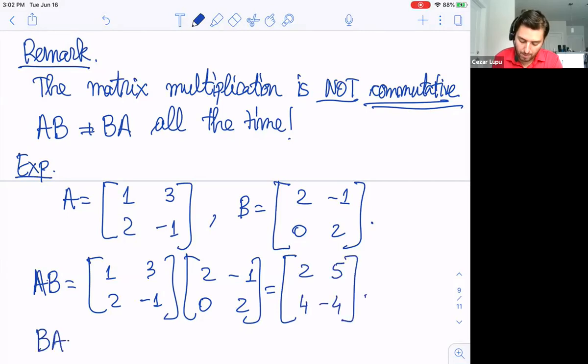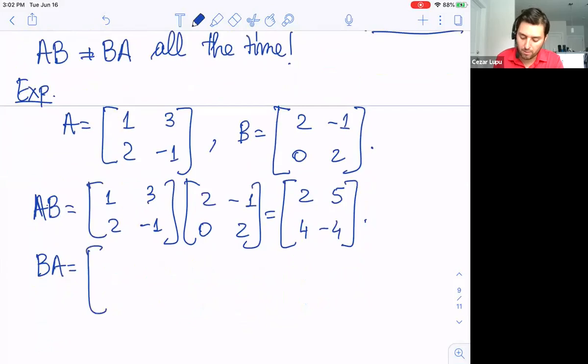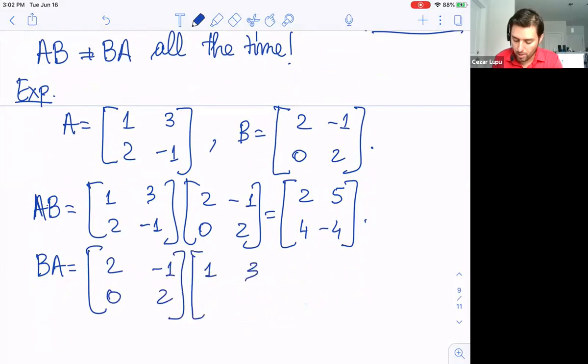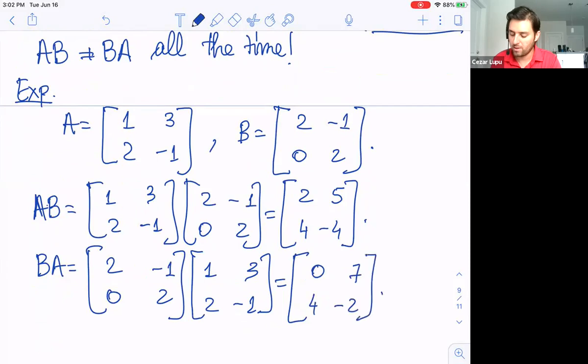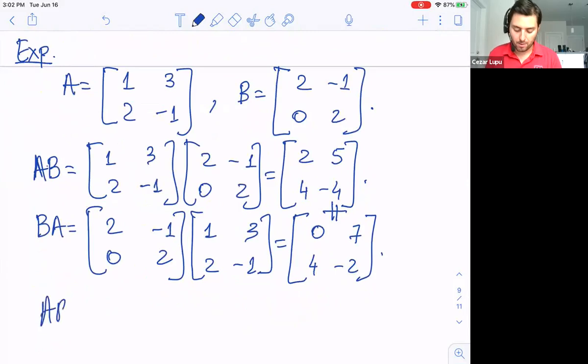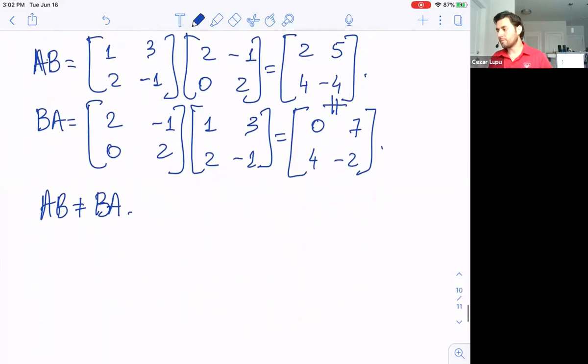And BA, so I'm multiplying the other way around, putting B first, 2, -1, 0, 2, then 1, 3, 2, -1, and this will be 0, 7, 4, -2. As you can see, they don't look quite the same. So AB is different from BA. You can look in my notes to see some other examples of this type.